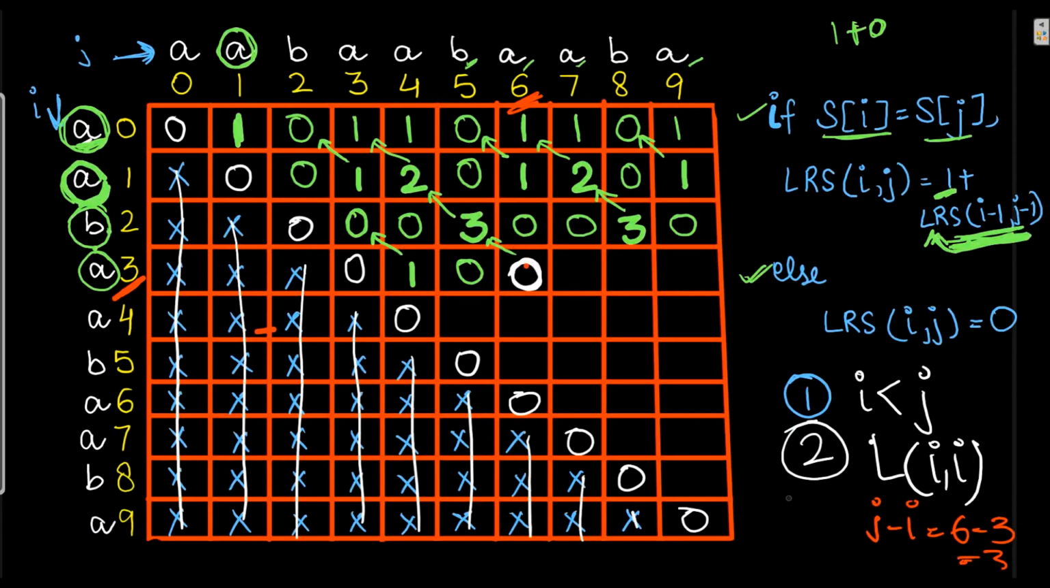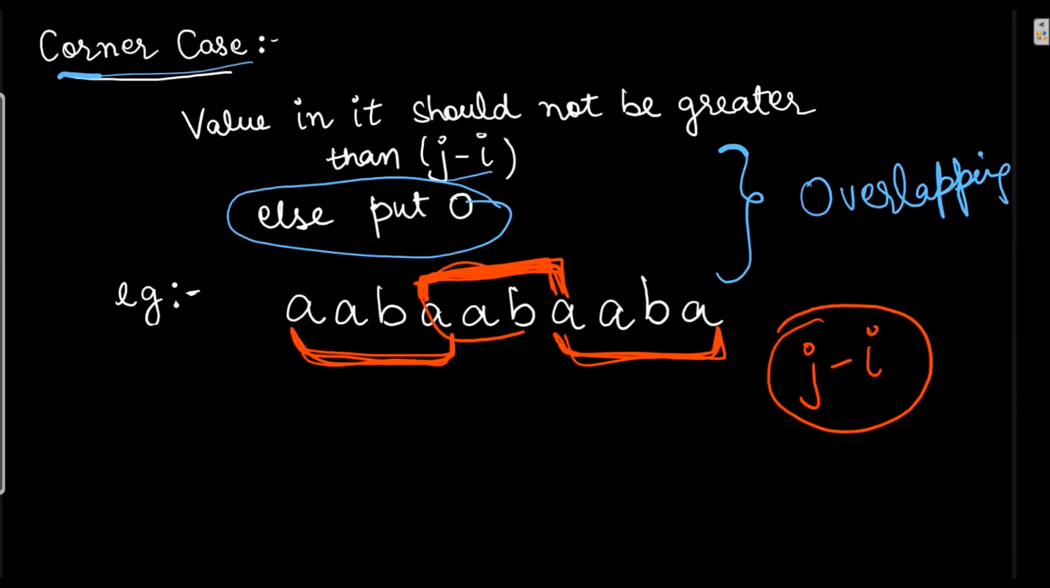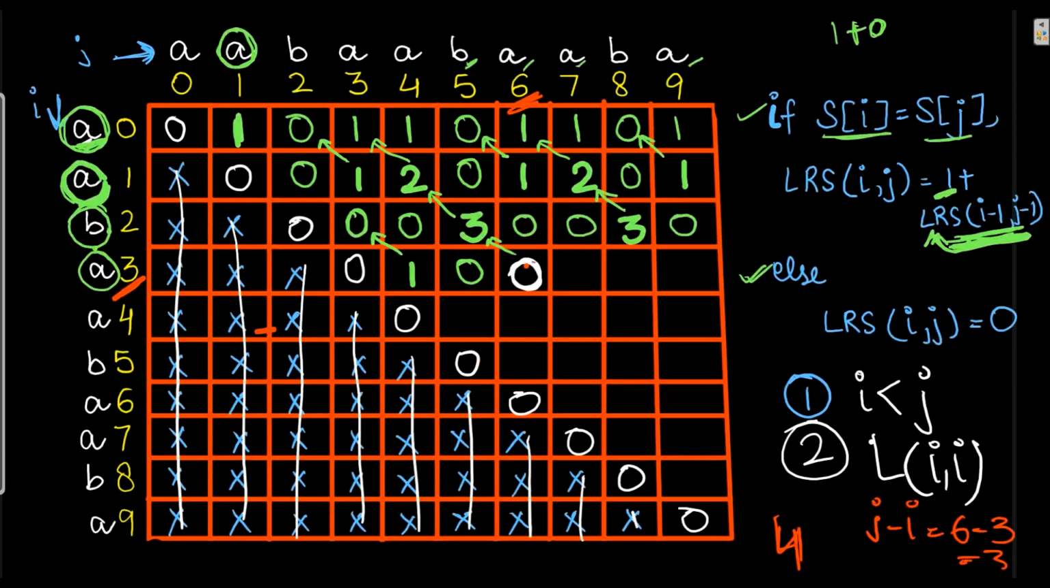And 4 is greater than 3. If I am including this 4, that means I am including this overlapping part. I need not include this overlapping part. So as to avoid this overlapping, I'll just put 0 over here. That's why I have included this example, so as to highlight that the value I am including here should not be greater than j minus i. So here I'll put 0 directly.